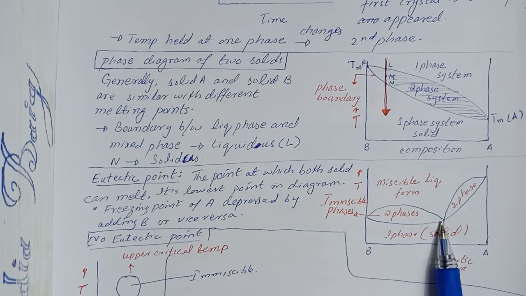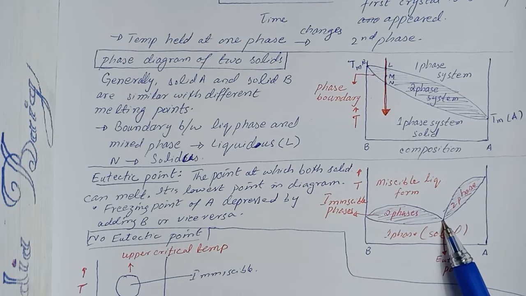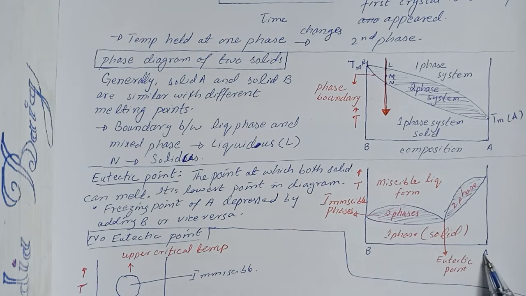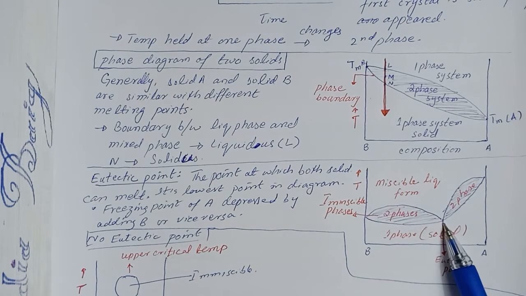It's a point where both solids can melt, that is solid A and B, and it's our lowest point in the phase diagram, showing the melting and freezing of the two components at the same point.